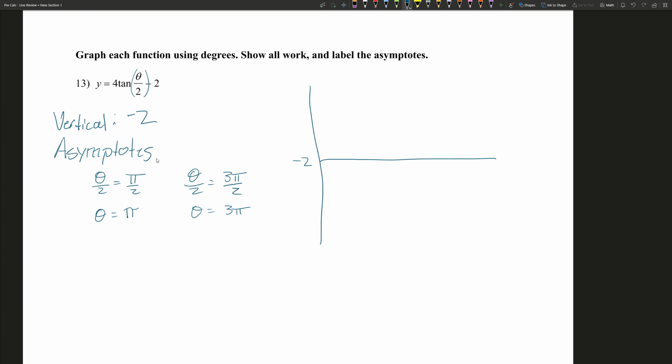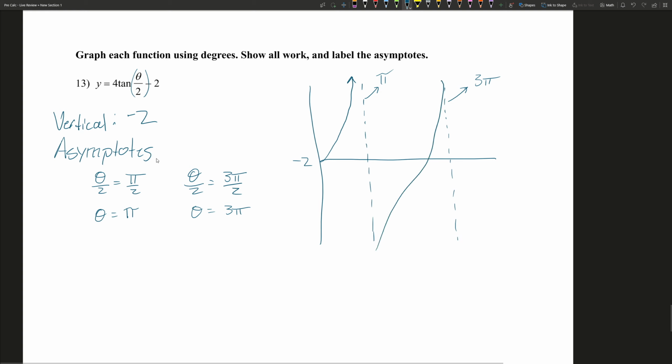So our vertical line is -2. Our asymptotes are pi and 3 pi. And then draw the parent function. And then we need to find 3 points, which is really just halfway between each of these asymptotes. So halfway between 1 and 3 is 2.